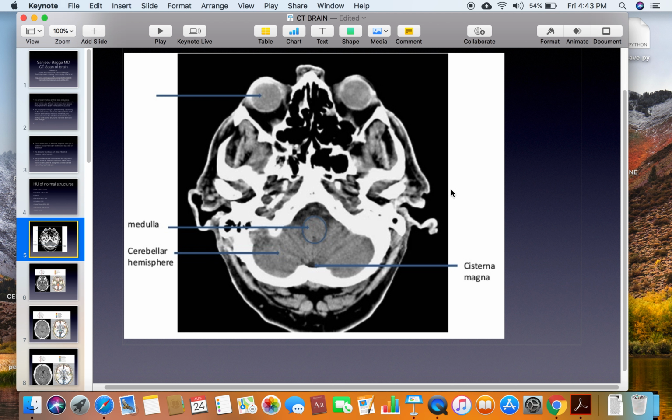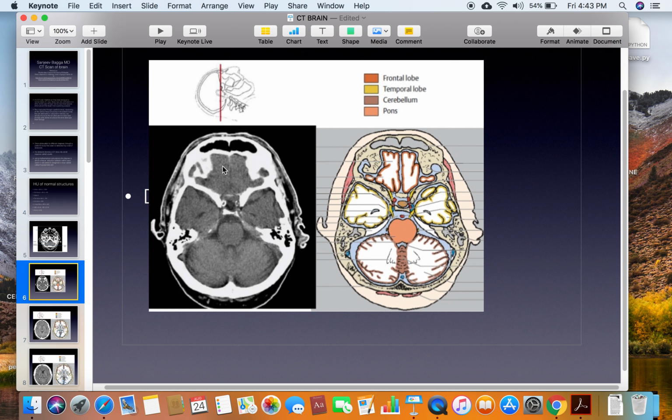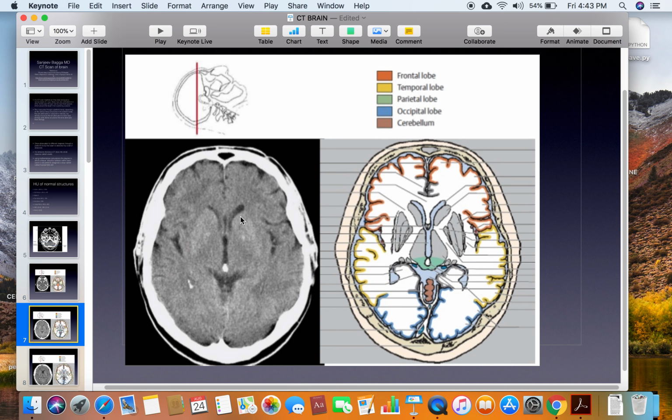And now a few words about anatomy. This is the orbit, this is the cerebellar hemisphere, the cisterna magna and the medulla, and then frontal lobes, the temporal lobes, cerebellum, pons, frontal horns of the lateral ventricle, frontal lobes of the brain, the temporal lobes, the insular cortex, the sylvian fissure, the occipital cortex, pineal gland.